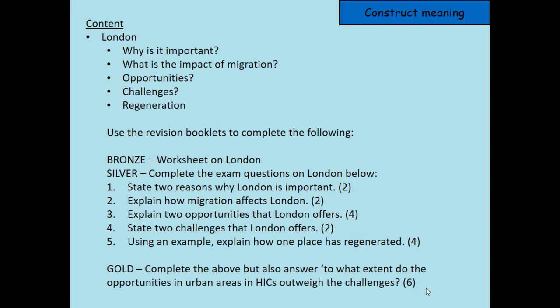So what I want you to do is ignore the bronze, because obviously I can't get you the worksheet, because that would require you printing stuff off, and I didn't want to do that for these lessons. So I want you to state 2 reasons why London is important. State how migration might affect London, explain 2 opportunities, 2 challenges, and using an example, explain how one place is regenerated.